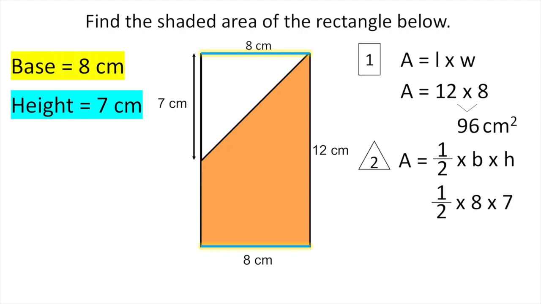So I'm going to fill in my values. Half times 8 times 7. Half times 8 is 4. 4 times 7 is 28 centimeters squared. So the area of the triangle is 28 centimeters squared.